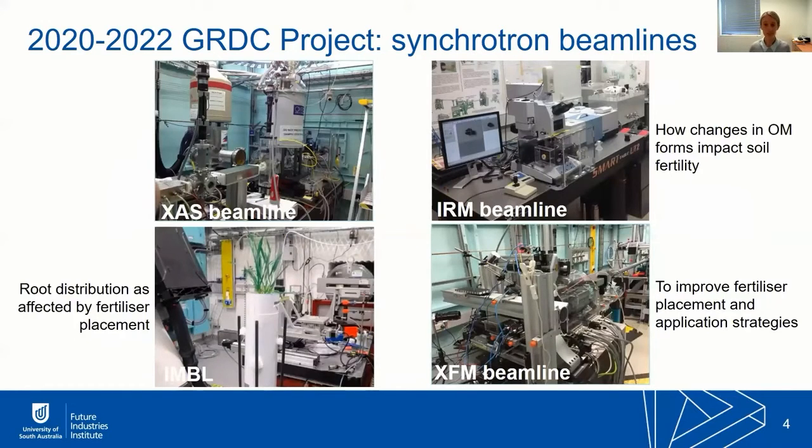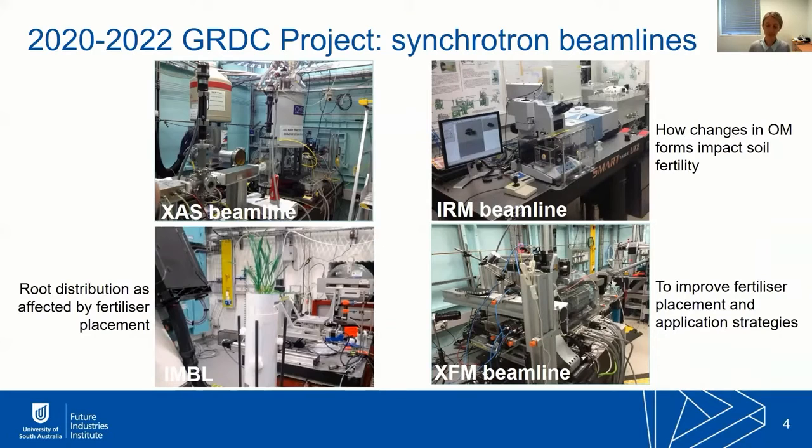So there are several researchers and several beamlines involved in this project, each with a particular focus. Dr. Helen Howe does most of her research at the IMBL, which is a medical beamline, and she's developing pipelines to look at root distribution and how it's affected by fertiliser placement. Dr. Han Wang does most of his research at the infrared beamline, and he's really focused on how changes in the forms of organic matter impact soil fertility.